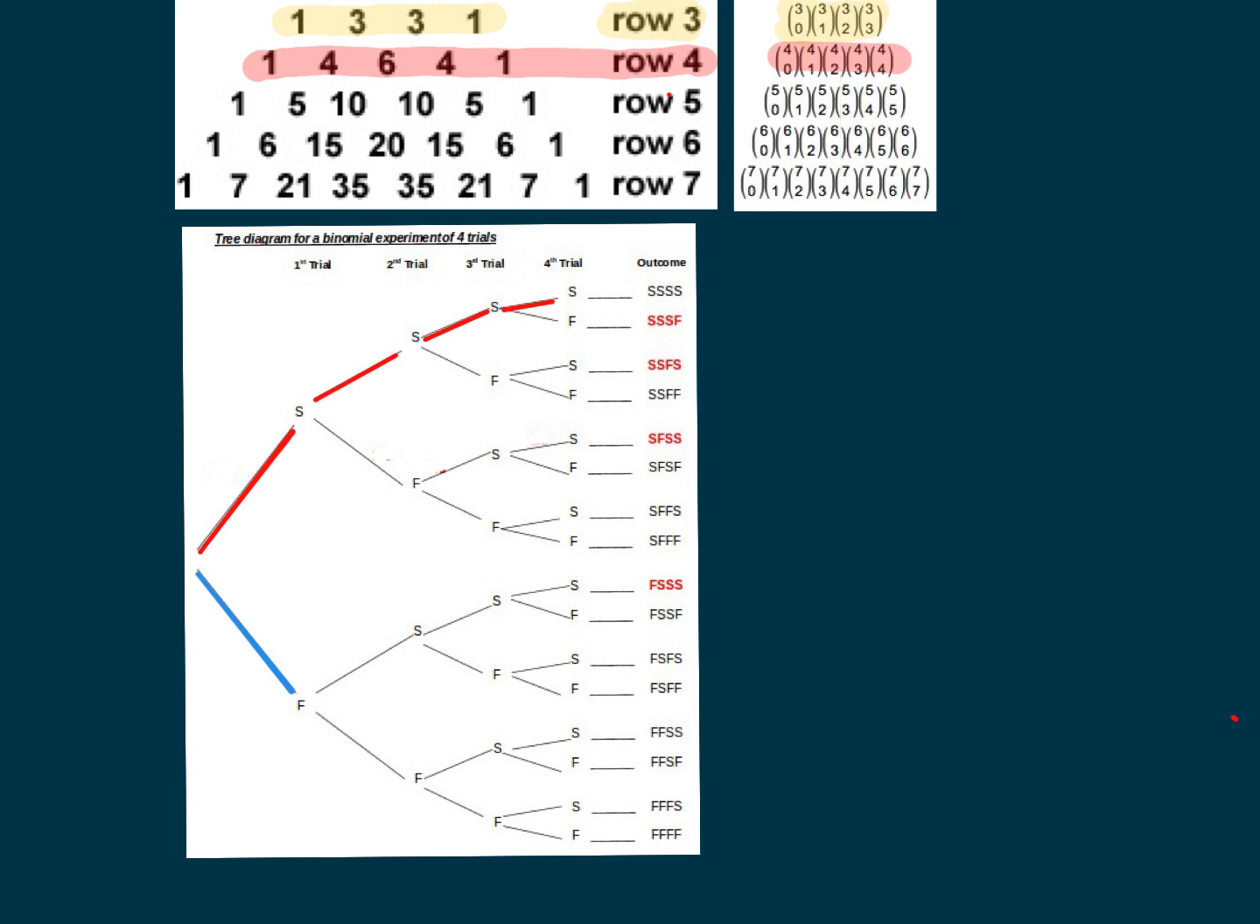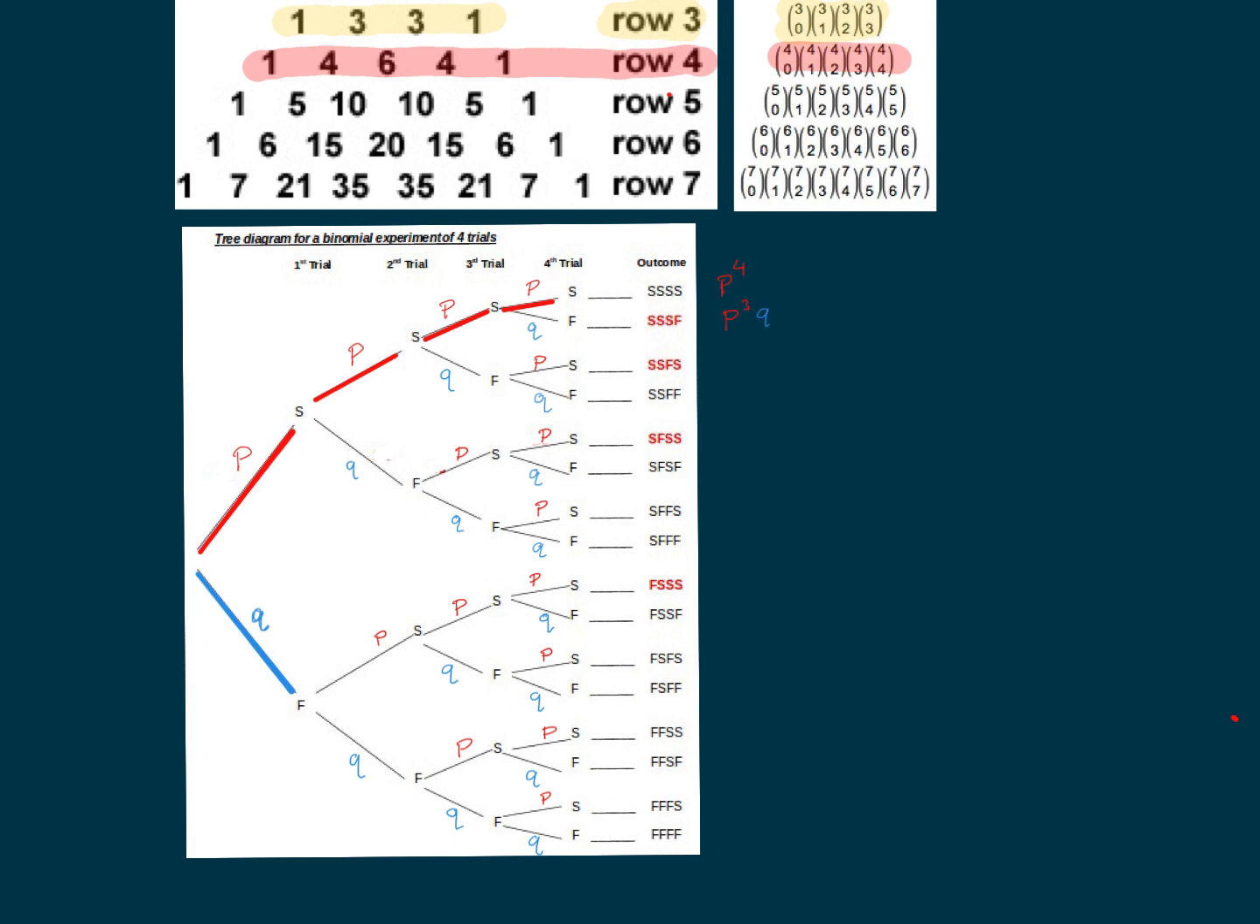Now that we have determined the number of possible paths, we can start adding the probabilities by multiplying each outcome by its probability. In this case, we'll say the probability of success will be P, whereas the probability of a failure, we'll call it Q. To obtain 4 successes, we need to multiply P 4 times, so it'll be P to the 4. And to obtain 3 successes and 1 failure, we'll multiply P to the 3 and Q to the 1.